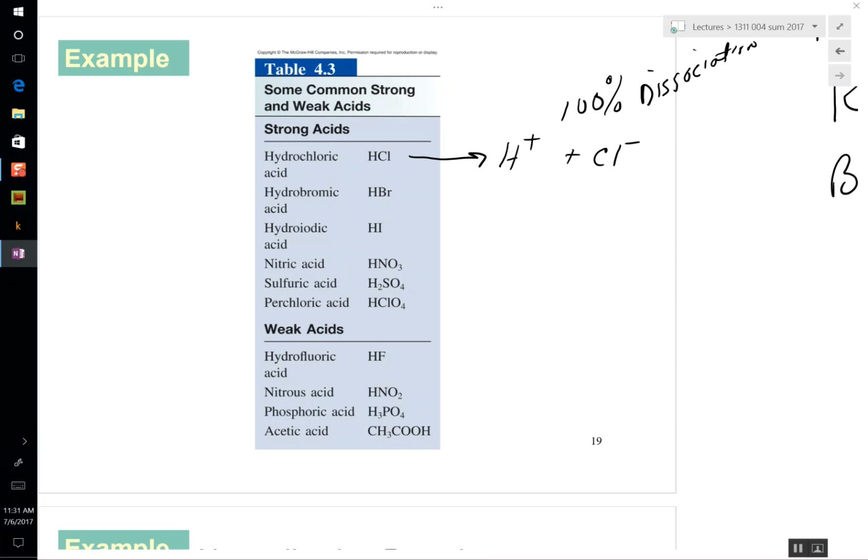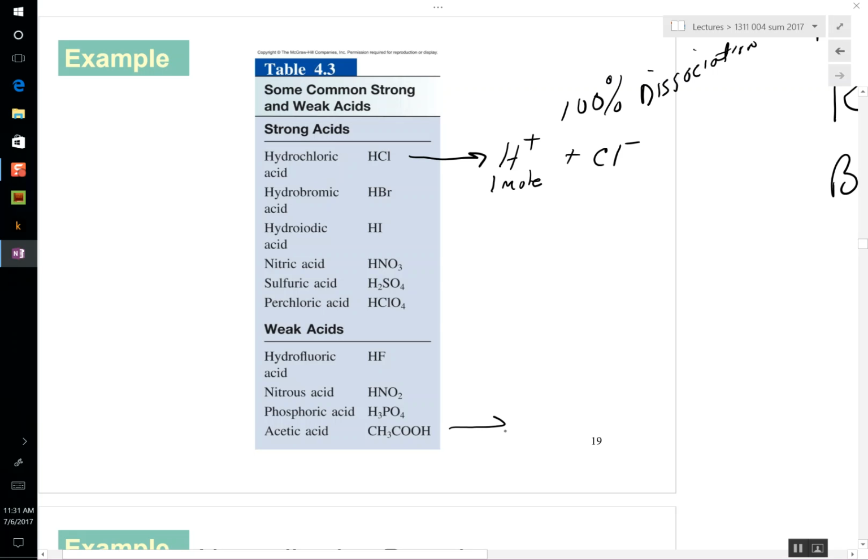In other words, you bubble HCl. HCl is a gas. You bubble HCl into water, and it completely dissolves. It's very soluble. It dissociates 100%. So 1 mole of HCl will give you 1 mole of protons.